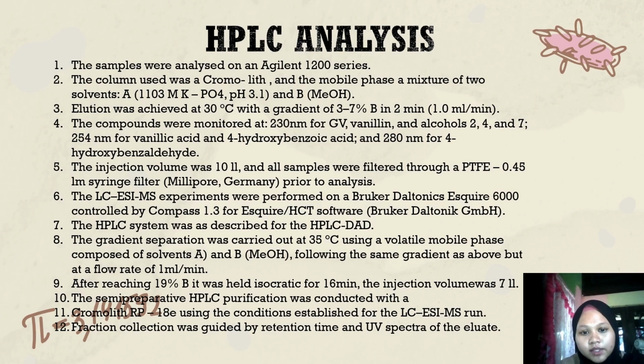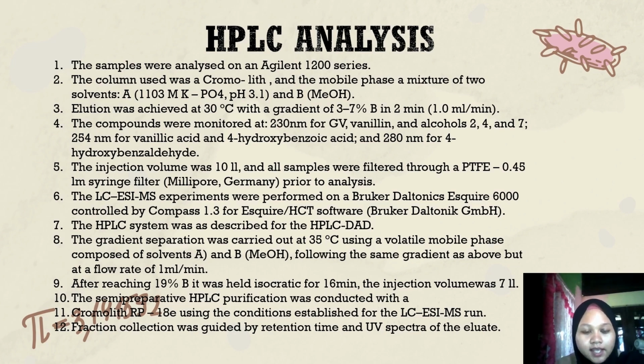Then the compounds were monitored at 200 nanometers for GV, vanillin and alcohols 2, 4, and 7, while 254 nanometers for vanillic acid and 4-hydroxybenzoic acid, and 280 nanometers for 4-hydroxybenzaldehyde. Then number 5, the injection volume was 10 µl and all samples were filtered through a PTFE 0.45 µm syringe filter prior to analysis.